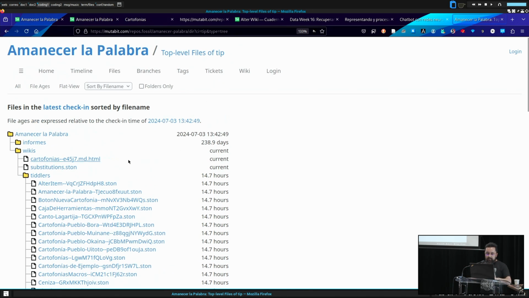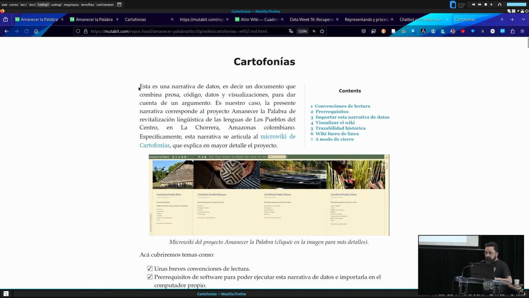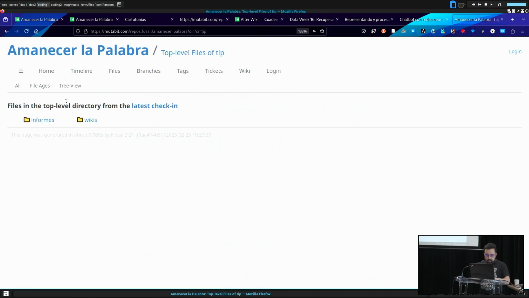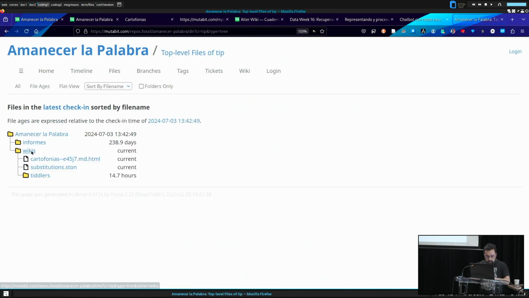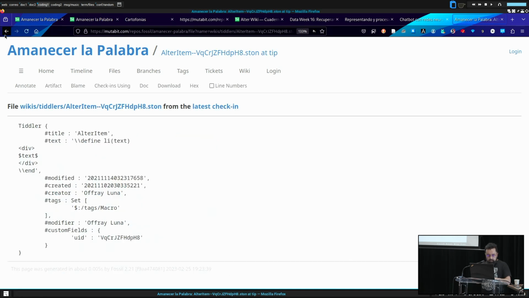So I created the data story that you see over here. This is a Fossil repository, as you can see, handling the storage of the information, the versioning, and also the publishing. I just click on a particular URL, and this creates the web version of the data story. So it's handling these data notebooks, but it's also handling the versioning of the tiddlers.